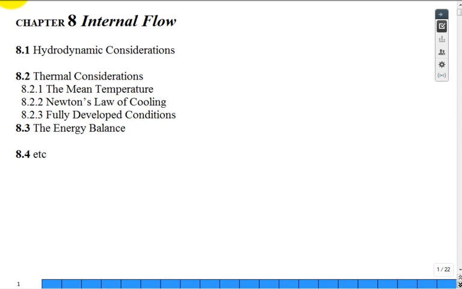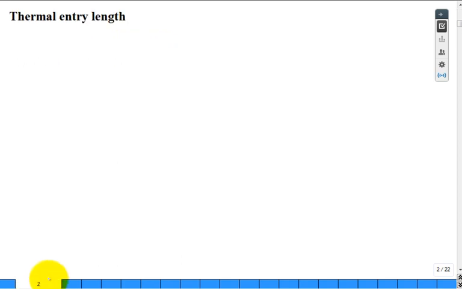All right, so this is our second lecture in Chapter 8 that deals with internal flow. Everything in the last lecture was just a review of the hydrodynamics. We'll move into new material, thermal considerations. First of all, we have to talk about that thermal entrance length.